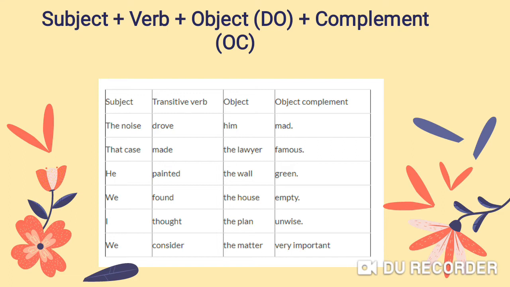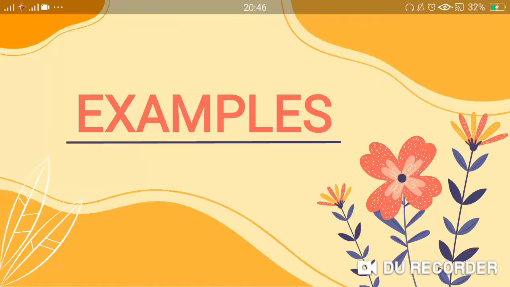And we have a table here that shows the pattern of a sentence. There is subject, verb, object, especially the direct object, and also object complement. On the first table, we have: The noise drove him mad. The noise here is the subject. Drove is the transitive verb, him is the direct object, and mad is the object complement.